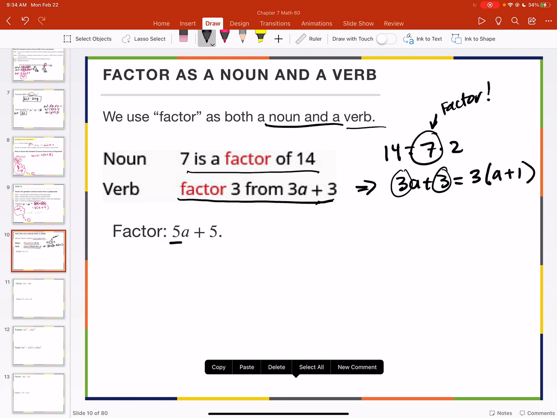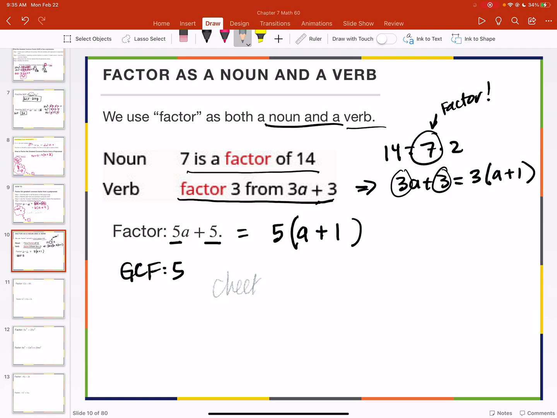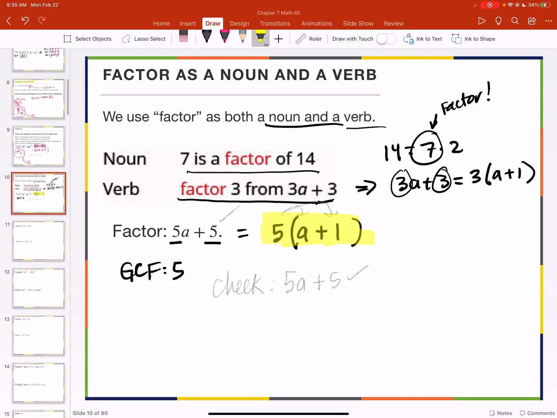Okay. So in this case here, factor 5a plus 5, it's pretty obvious what the GCF is, right? But just in case it's not, the GCF is 5. So then you would write that outside the parentheses. In parentheses, 5 times what gives me 5a? a. And then 5 divided by 5 is just 1. Then you can check if you want. It doesn't hurt to check, at least maybe the first few times, just to make sure that you start with what you began with. But this ultimately is your answer. This is the factored form, not the check. The check is not the answer.